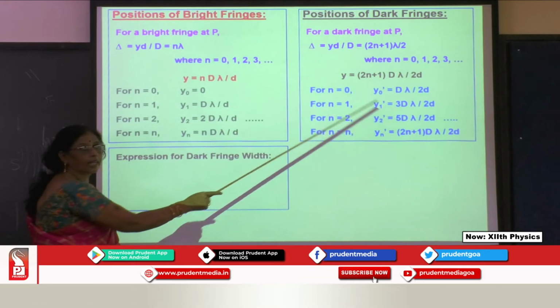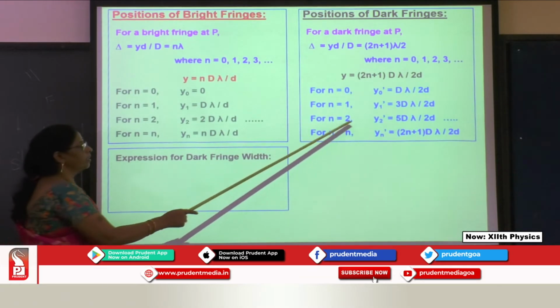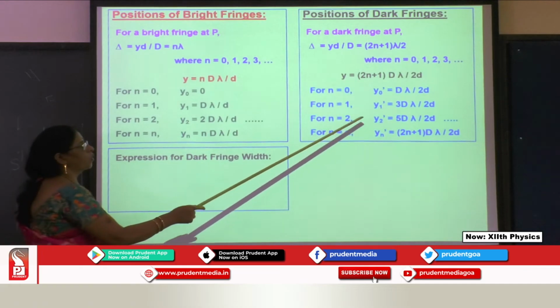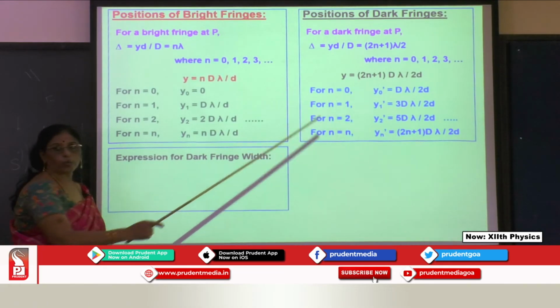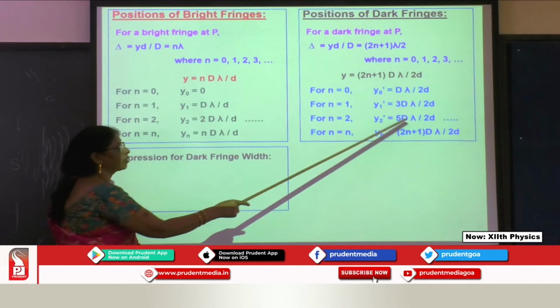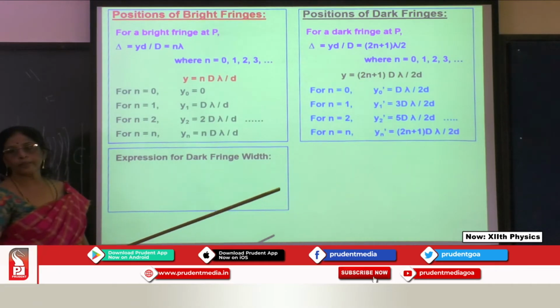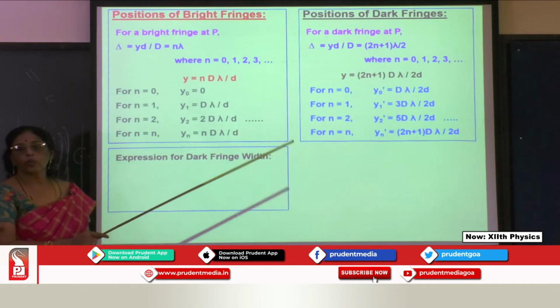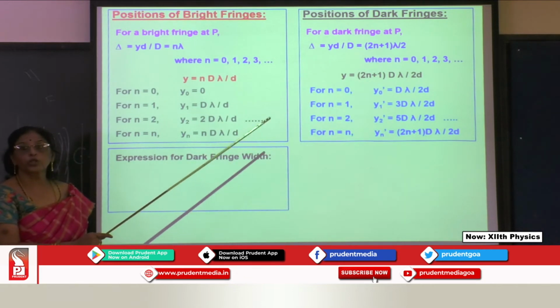Okay, now we consider the dark fringes. y1 dash is 3 lambda D by 2d and y2 dash is 5 lambda D by 2d. So when you subtract, y2 dash minus y1 dash equals 5 lambda D by 2d minus 3 lambda D by 2d. What is the value of 5 minus 3? 2.